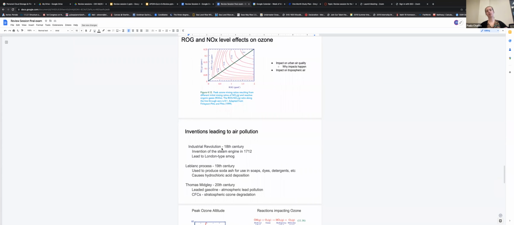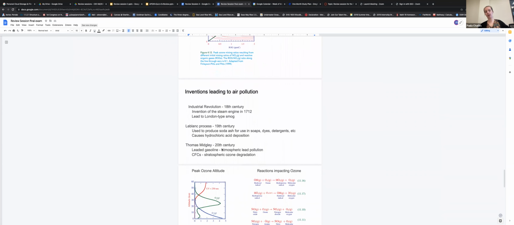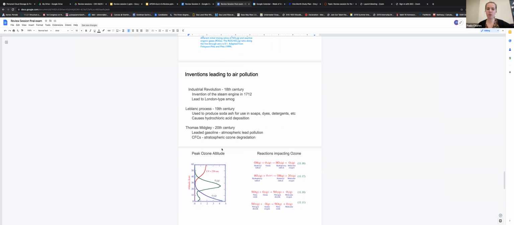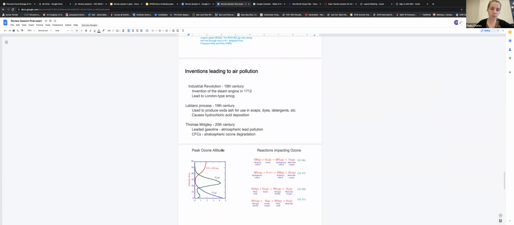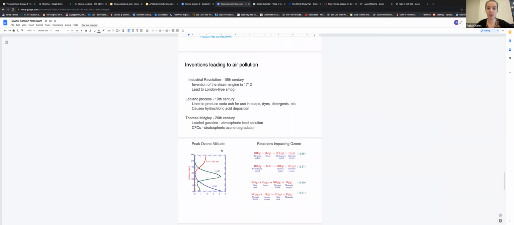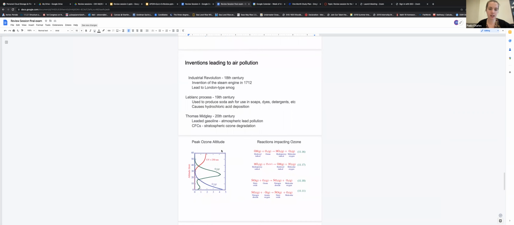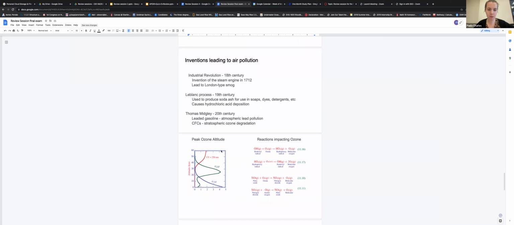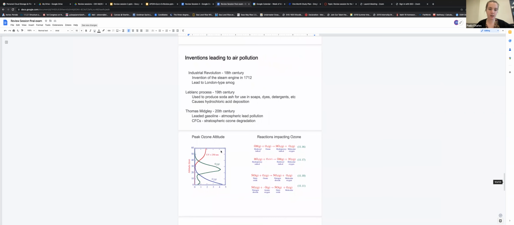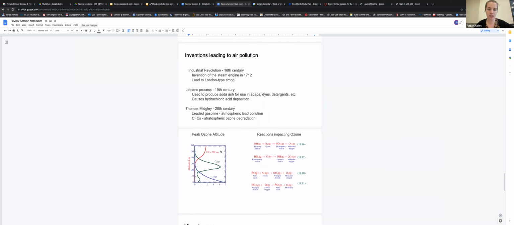Then maybe some historic part of air pollution. Why do we have air pollution? What are the main causes and the main inventions that led to air pollution? For instance, gasoline in the 20th century, and CFCs that led to ozone degradation.